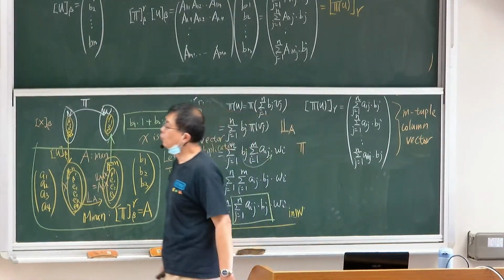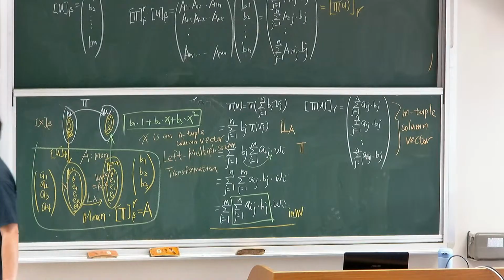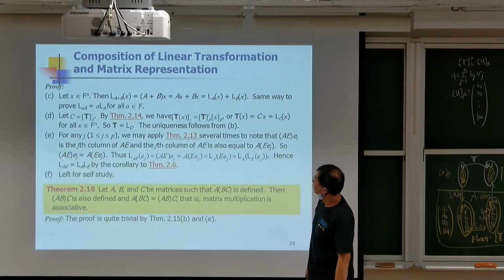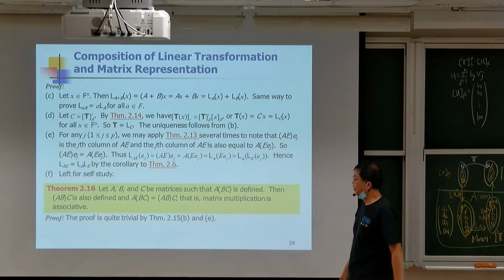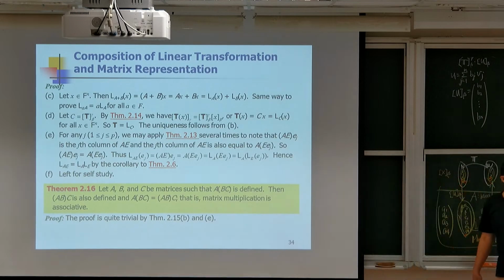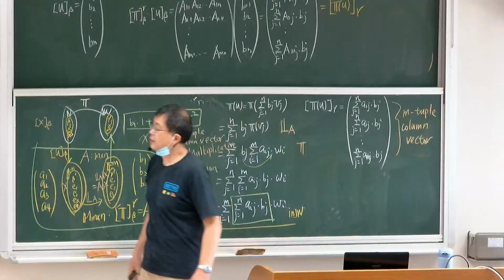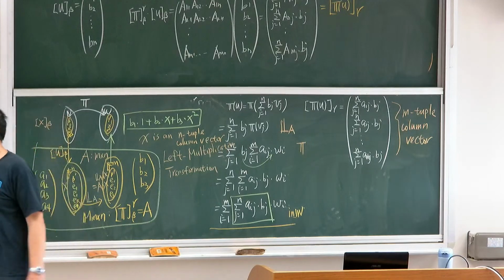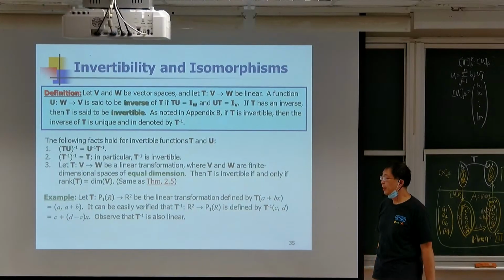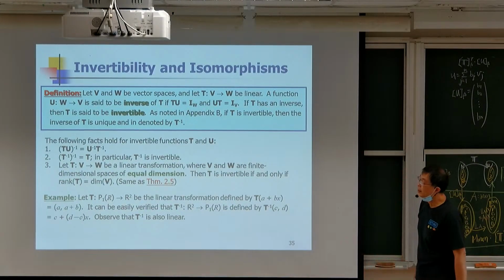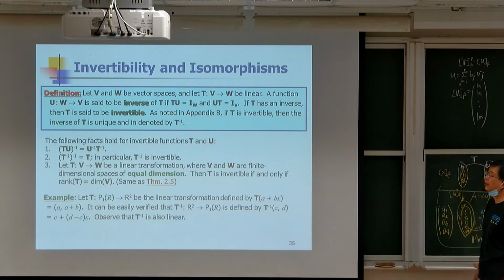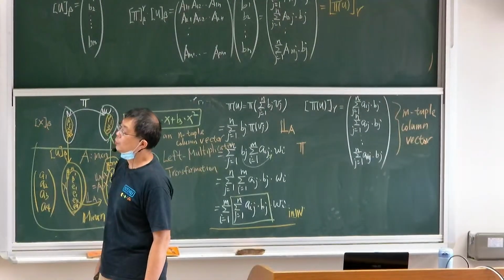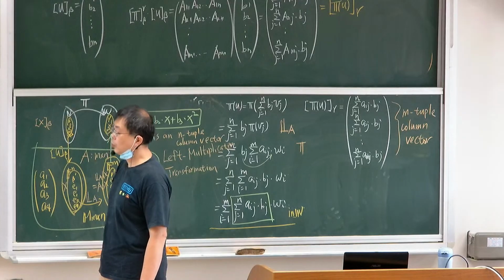Okay, so we will finish this section, composition of linear transformation and the matrix representation. And the next one, we will discuss whether this linear transformation is invertible or not, and what kind of criteria are needed to have an invertible transformation.